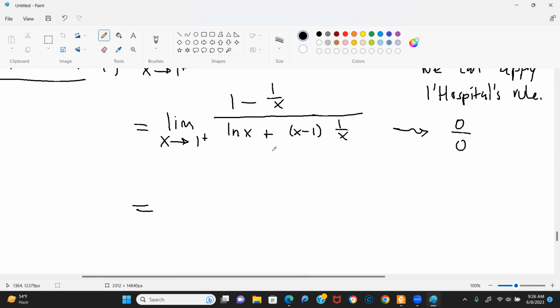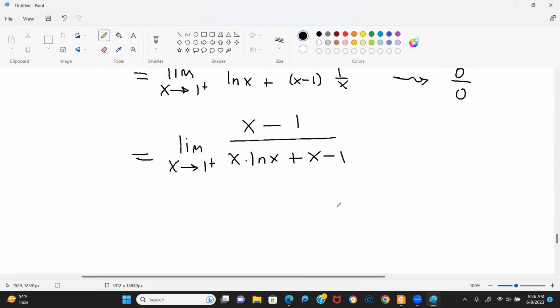So let's see, in the numerator, what do I want to do? To make things a little easier, I'm going to multiply the numerator and the denominator by x, which is fine. So I'm going to get x minus 1 over x times ln x plus x minus 1. And you still get 0 over 0 if you naively take this limit, so you get this indeterminate form. Now we're going to apply L'Hopital's rule. It's a little easier on here without having fractions within fractions.